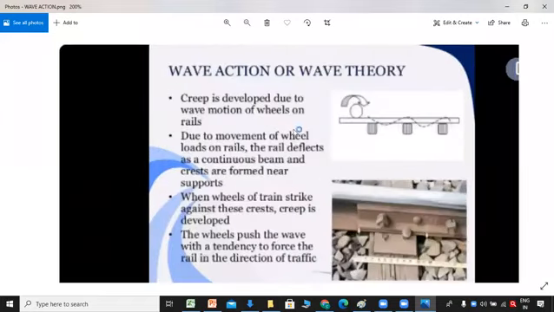Now see here, creep is developed due to wave motion of wheels on the rail. Now see in this diagram, the wheel moves from left side to right side. In that case, these waves are formed due to loading. Due to movement of wheel loads on the rail, the rail deflects as a continuous beam and crests are formed near the support.